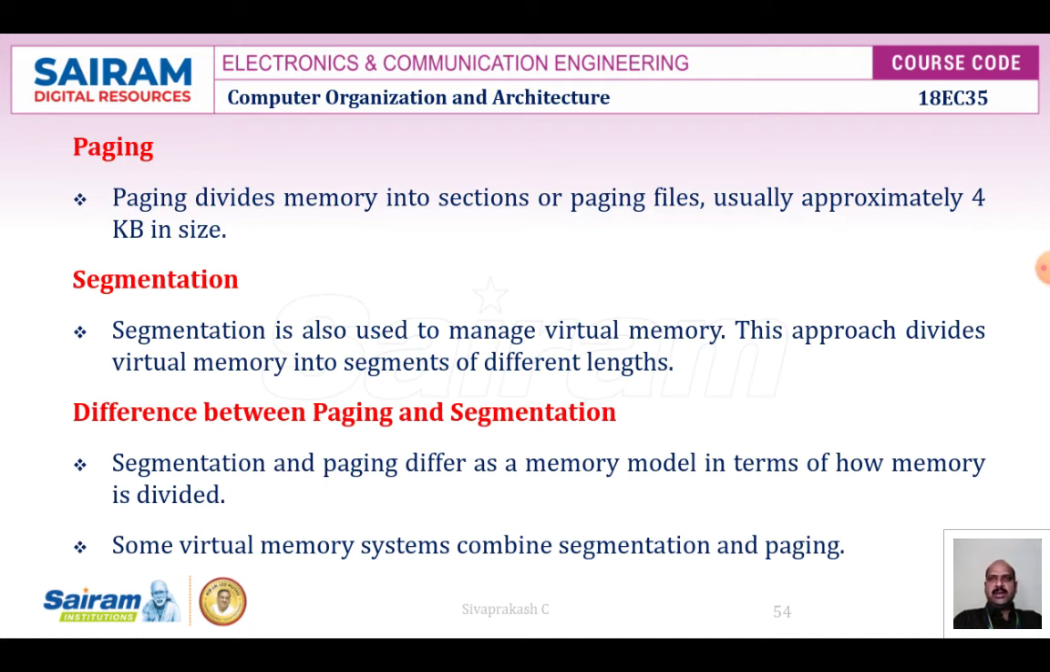Segmentation and paging differ as memory models in terms of how memory is divided. Some virtual memory systems combine segmentation and paging. In this case, memory gets divided into frames or pages. The segments take up multiple pages, and the virtual address includes both the segment number and the page number. This is the difference between paging and segmentation.